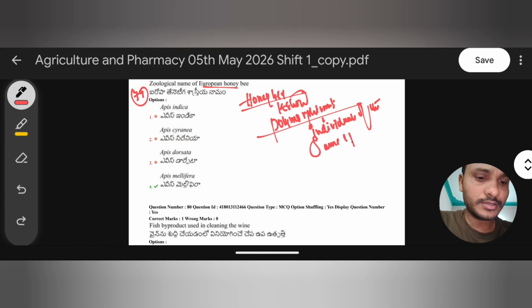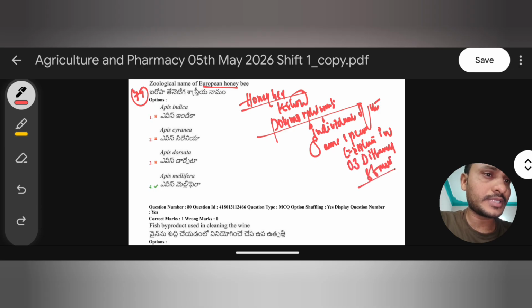Individual of the same species existing in three different structures. If individuals of the same species exhibit three different structures, such species are known as polymorphism. The best example is the honeybee.